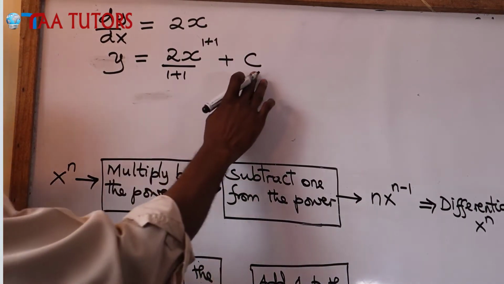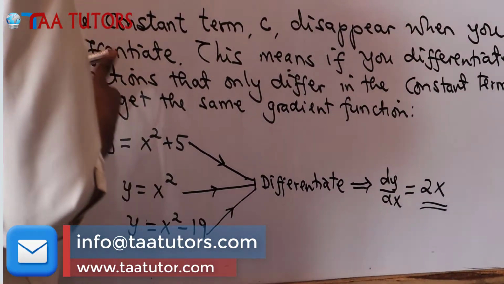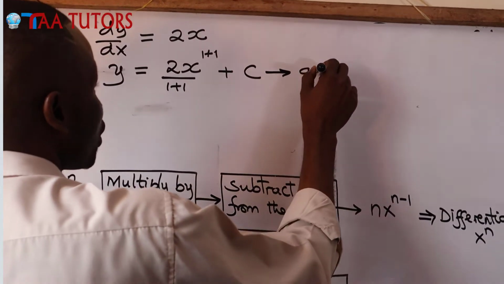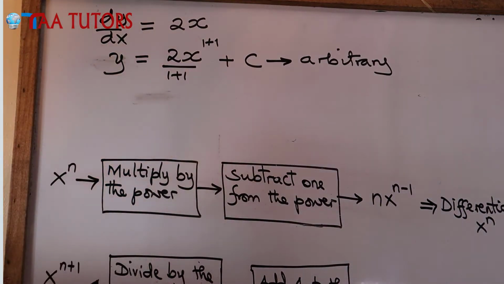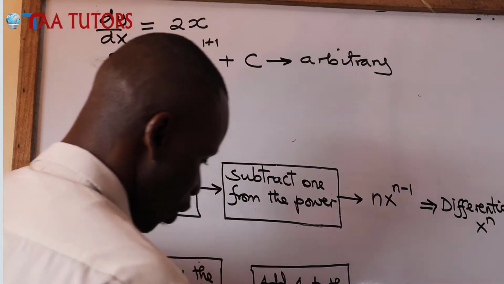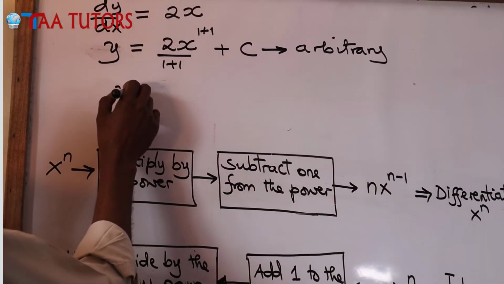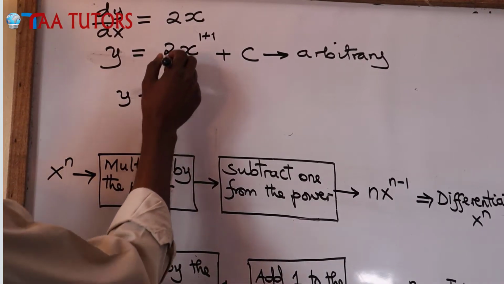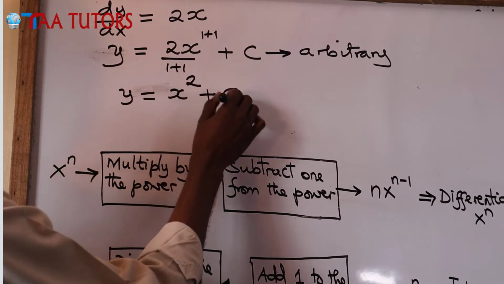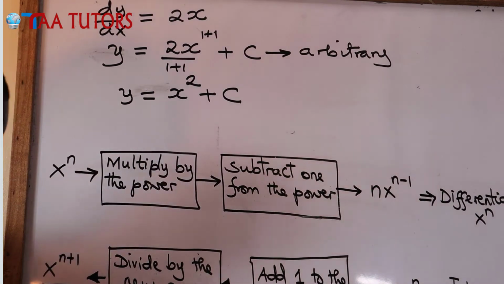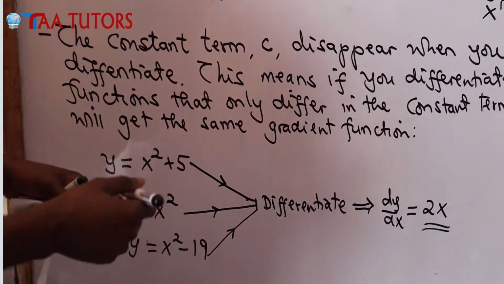The reason we are adding plus c here is that this c could be 5, it could be 0 in this case, it could be negative 19 in this case. So this c here is actually an arbitrary constant. We can only determine the actual value when we know at least one coordinate in this particular function. So here, if you simplify, 2 over 2 is 1, so you're going to get x squared plus c. If c is 0, we are going to have this function here. If c is 5, we are going to have this function here. If c is negative 19, we are going to get that particular function there.